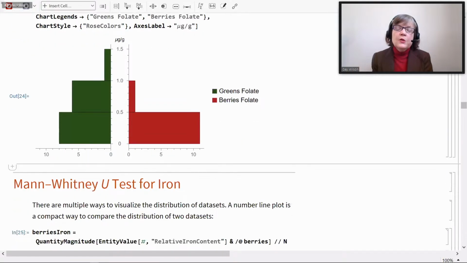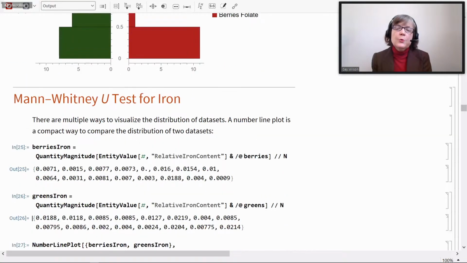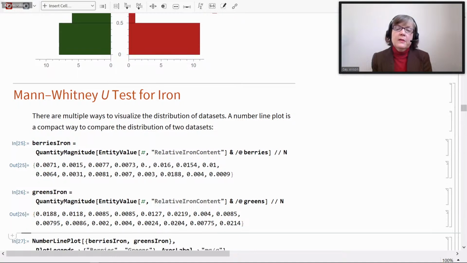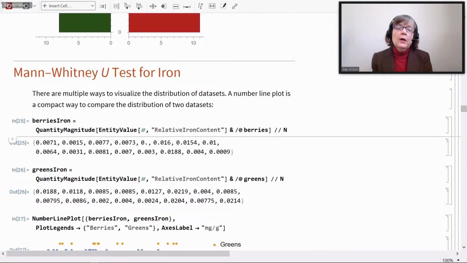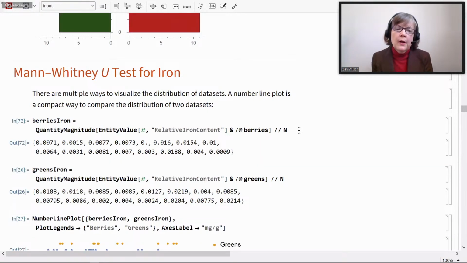Okay, so now we can go on and we're going to look at iron. We're going to go into another test, but first we're going to look at iron for the berries and the green vegetables. So we're going to get a new nutrient, and we're pulling this relative iron content here. As you can see, we've gone ahead and pulled it just like we did before. Our iron content for berries, our iron content for green vegetables. So that's what we're going to be working with now.